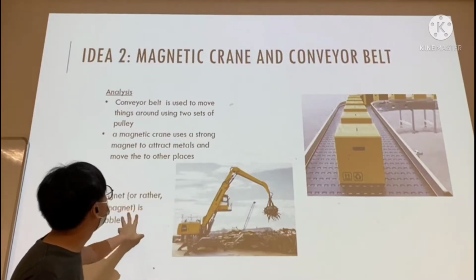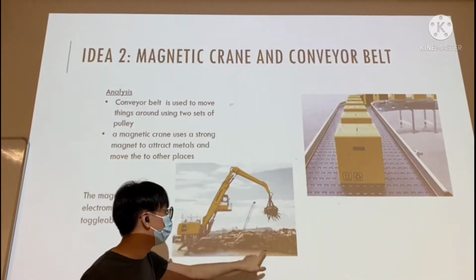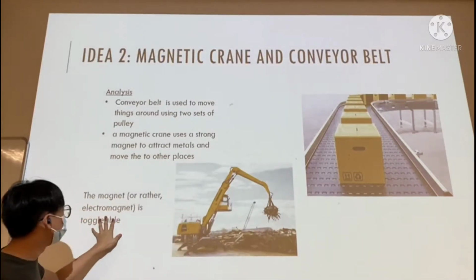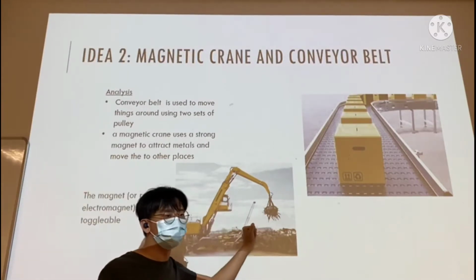Next we have the magnet, which is the magnetic crane in the title. As you can see, these are all metallic objects. And this is what we call an electromagnet, which is toggleable. You can turn it on, you can turn it off.